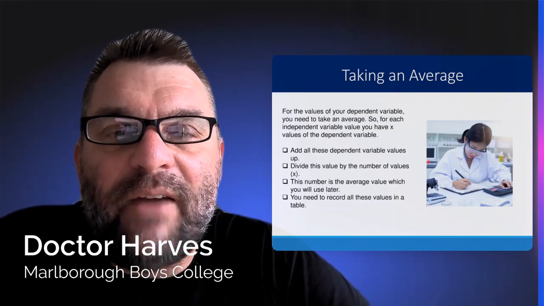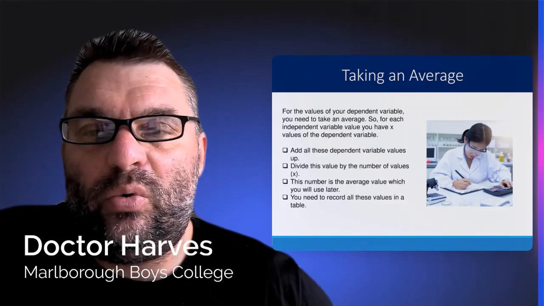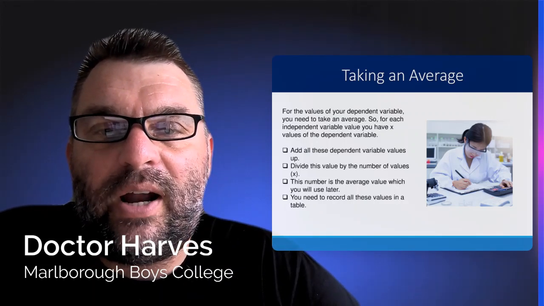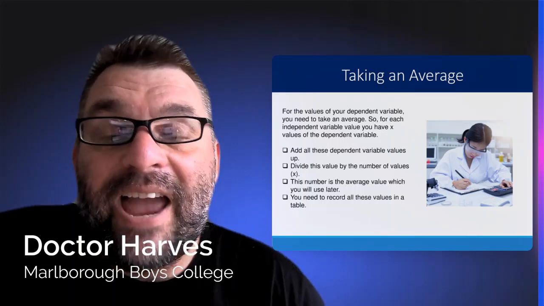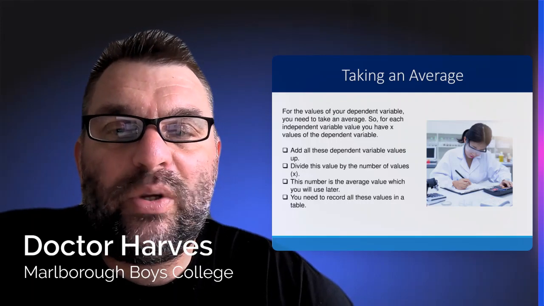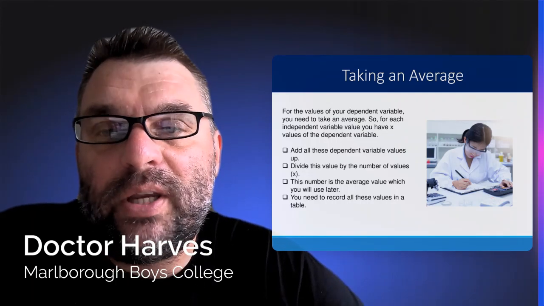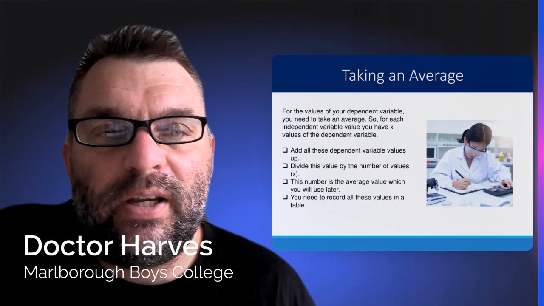Okay, and this is an average value which you will use later when you're starting to analyze your results and start plotting graphs. And you also need to record these average values in your table and also explain how you calculated that average and why you're using it, which of course is to improve the accuracy and reduce random error.